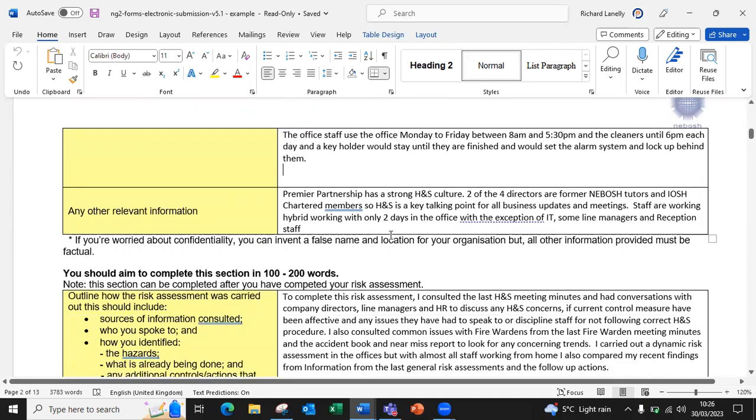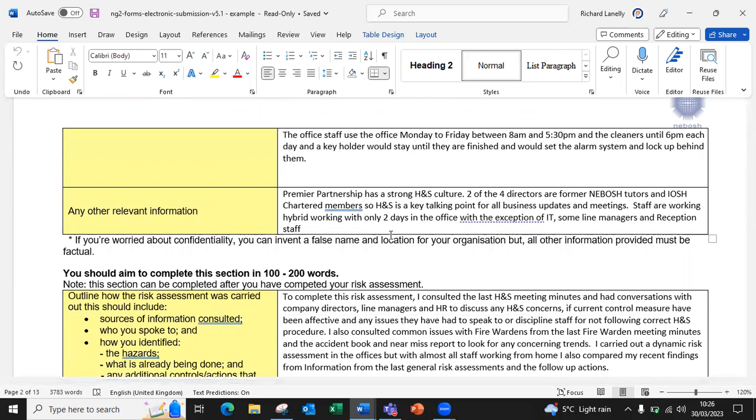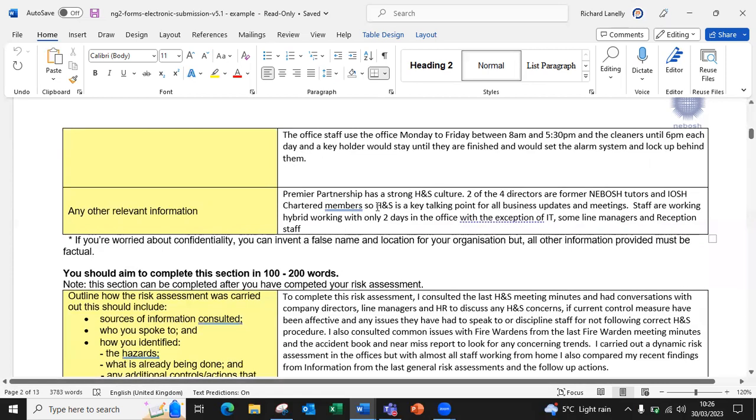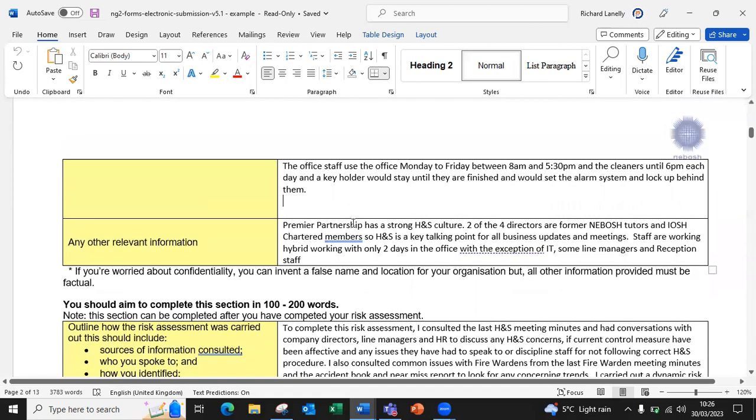Early relevant information. This could be anything you think that the marker may find relevant. So Premier Partnership has a strong health and safety culture. 2 of the 4 directors are former NEBOSH tutors and IOSH chartered members. So health and safety is a key talking point for all business updates and meetings. Staff are working hybrid with only 2 days in the office. That has changed a little bit, as with most people. When I last did that, I think people are doing maybe 3, 4, 5 days in the office now, with the exception of IT, line managers, and reception staff. So again, it's not essential information. That could even go in this box here, but I chose to put it in there.